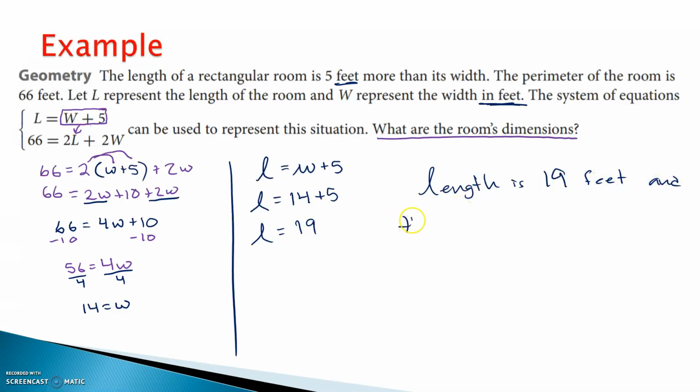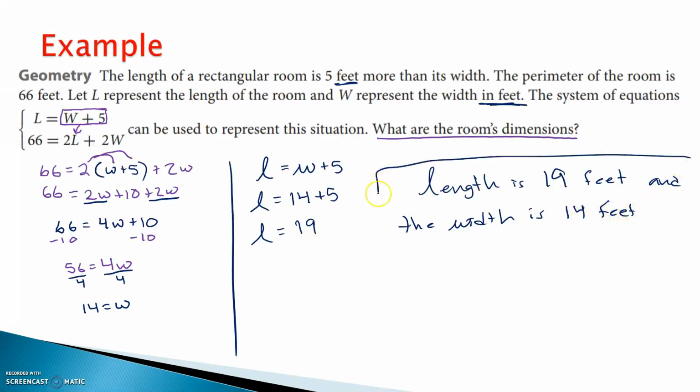And the width is 14 feet. So there is my sentence. I know the dimensions of this rectangle. Length is 19 and my width is 14.